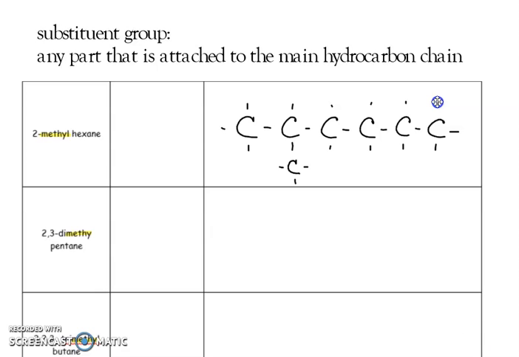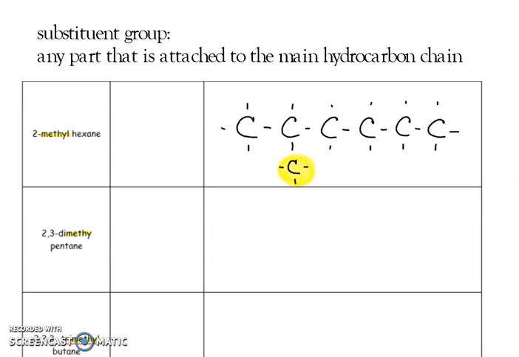We have 2-methylhexane. Our methyl group is on the 2nd carbon. We have only 1 methyl group, and it's there on the 2nd carbon. The hexane is the long chain, so that's the 6 carbons in a row. And so there we go. The next ones involving substituent groups have multiple substituent groups. That means we're going to have a methyl group. And remember, the methyl group is just this, a carbon that has 3 hydrogens on it. If it were an ethyl group, it would be 2 carbons with the requisite number of hydrogens.